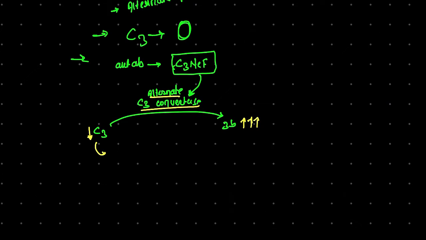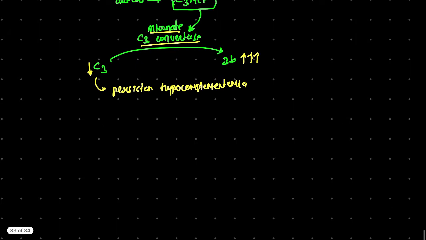And as there will be a reduction in C3, we call it persistent hypocomplementemia, right? Now in this case, another important thing that we need to know is that in the clinical manifestation, there will be excessive proteinuria rather than hematuria.